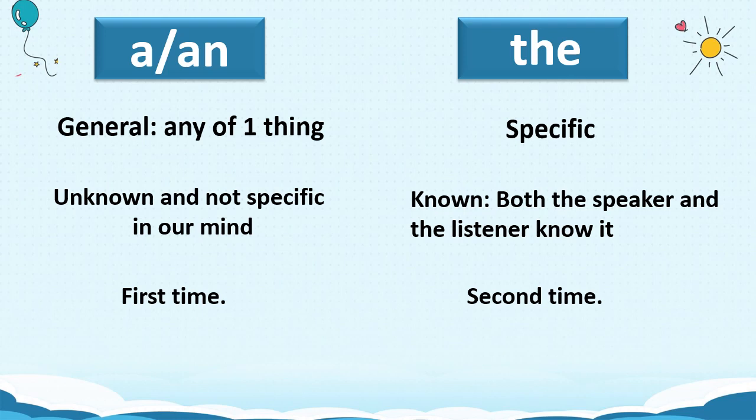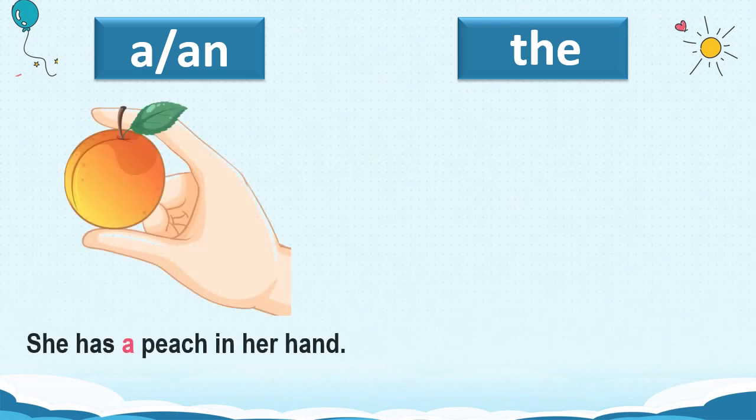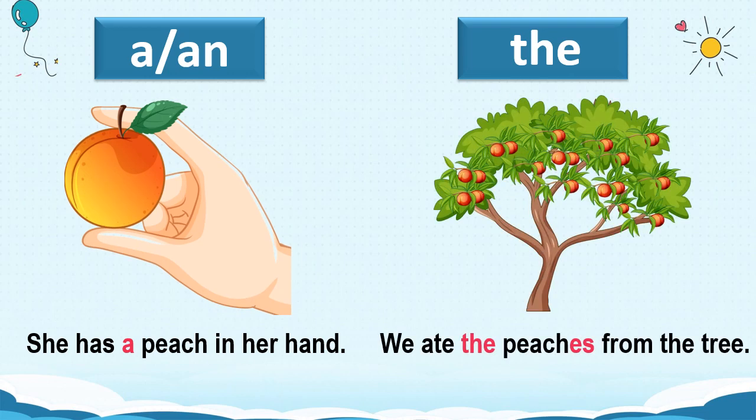A or an is used just before singular nouns, but the is used before singular and plural nouns. She has a peach in her hand. There is only one peach in her hand, so we use a peach. We ate the peaches from the tree. There are a lot of peaches, and we should use the.